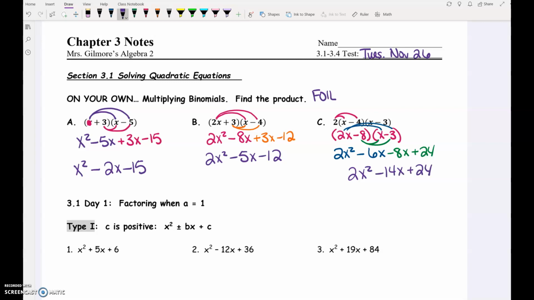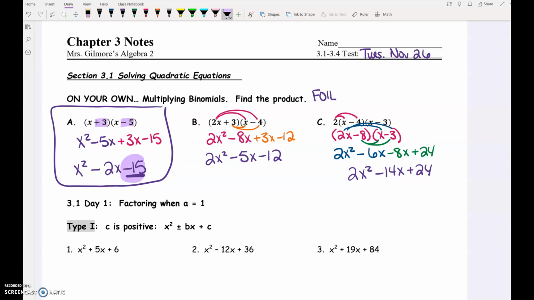Okay, today we are going to basically undo what we just did. We're going to focus on problems like example A today. So I want you to take a moment and look at this number, negative 15. Take a look back at the original problem. Where do you see the source of negative 15? Negative 15 happens when we multiply positive 3 times negative 5. So those two numbers multiplied together gives us this number.